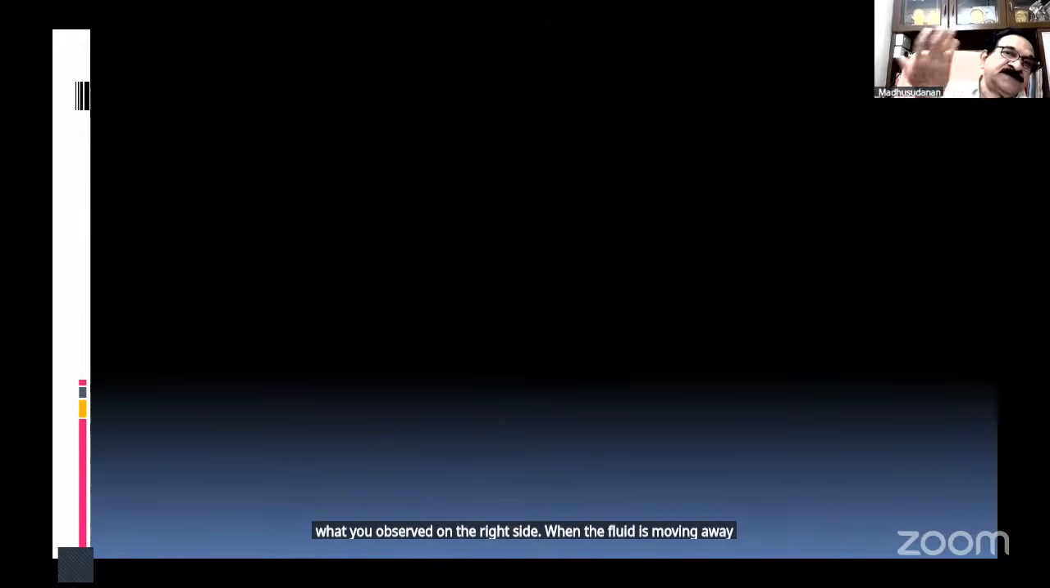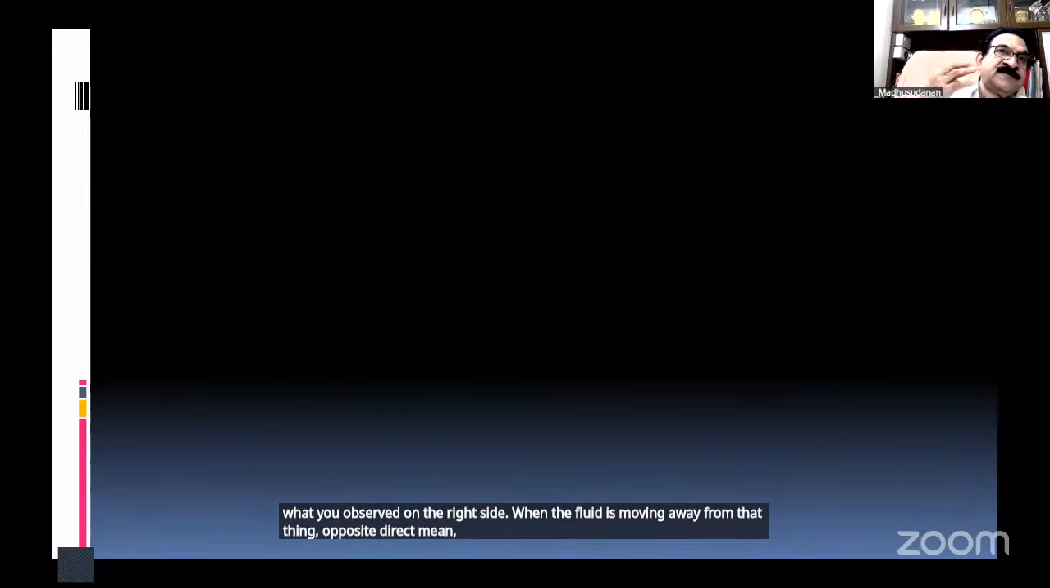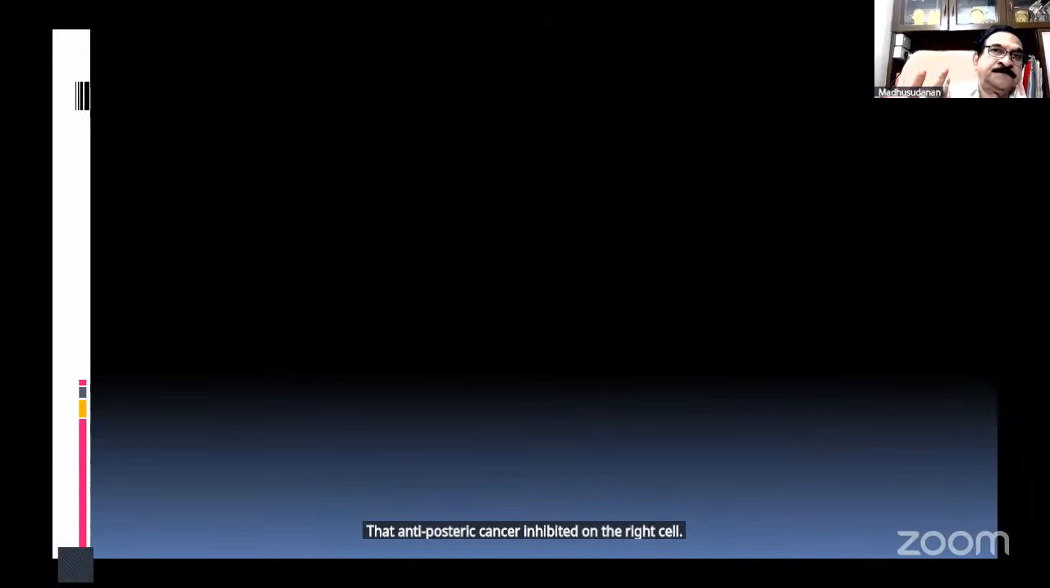Sir, on lying to the left side, what is happening, sir? See, lying on the right side, the fluid motion is in favor of stimulating the posterior and anterior canals. So lying on the left side, the fluid motion is opposite to what you observed on the right side. When the fluid is moving in the opposite direction, it means the anterior and posterior canals are inhibited on the right side. Okay. When that side canal is inhibited, it's equivalent to stimulation of the left canal. So you get a rotary nystagmus towards the left side.